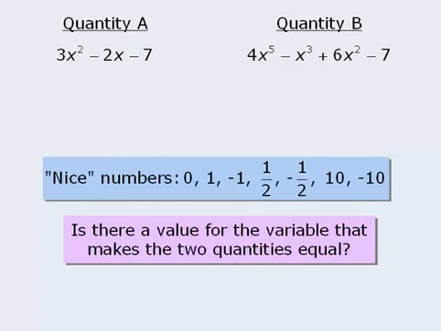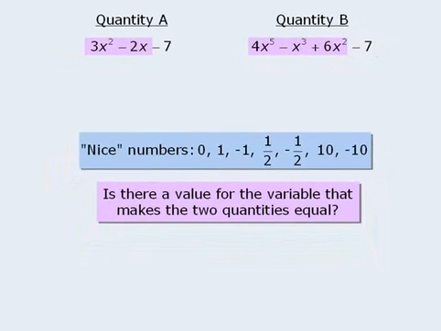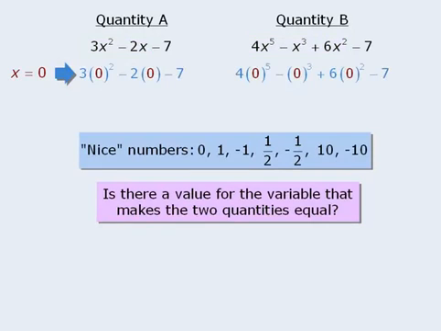Now notice that when we examine the question here, we see that both expressions have a constant term of -7, and the remaining terms all have x's in them. So we can make all of these terms evaluate to be 0 if we let x equal 0. If x equals 0, then we'll plug 0 into the two quantities and then evaluate them to get the following. So when x equals 0, the two quantities are equal.